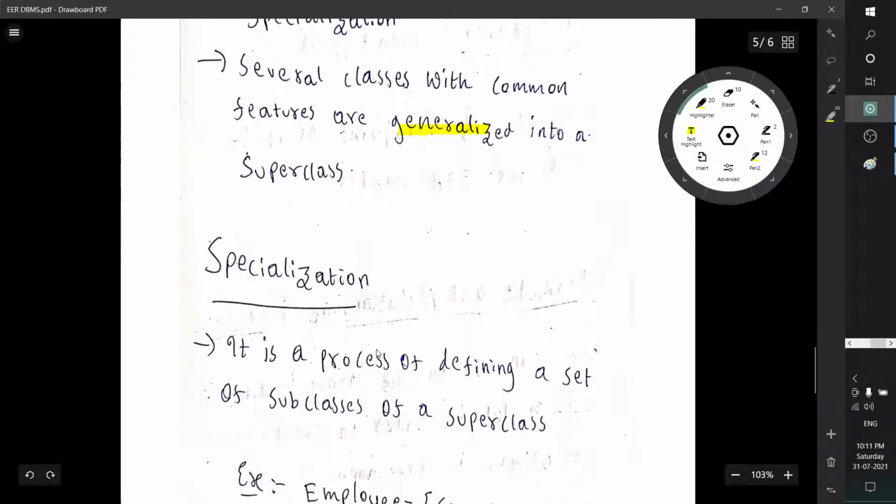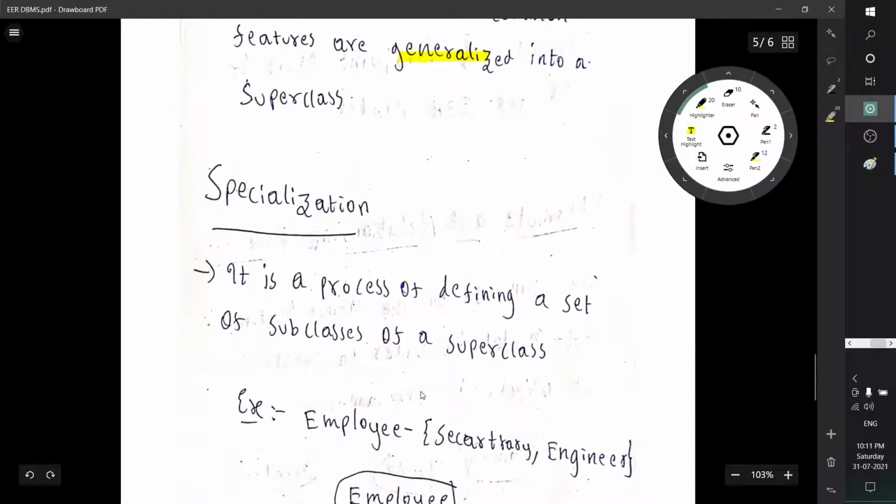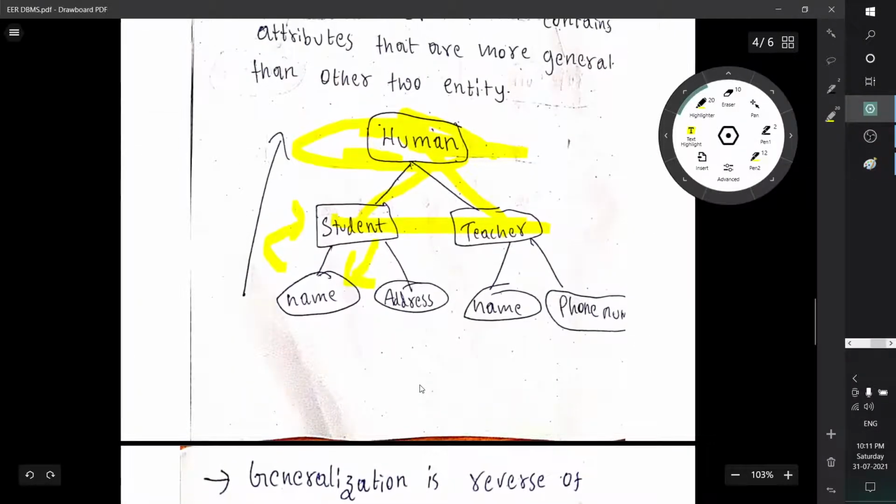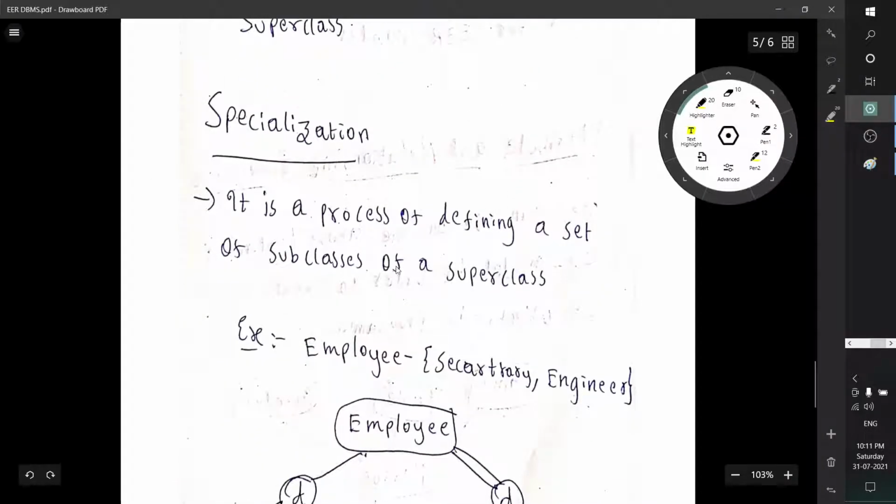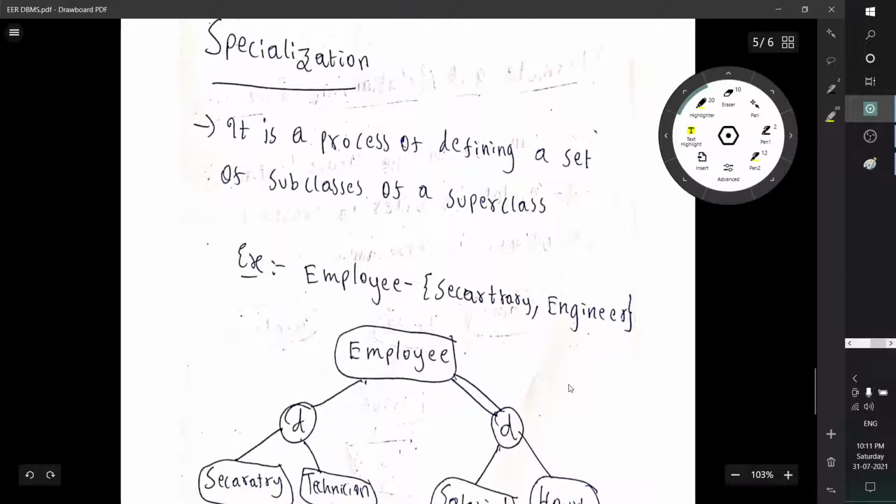And then specialization. It is a process of defining a set of subclasses of a superclass. In the sense, we can just say specialization is nothing but here human can be called a specialization. So it is a process of defining a set of subclasses of a superclass. That is, an employee can be a secretary or an engineer. So there are two types of employees in a particular office, right? Secretary or an engineer.